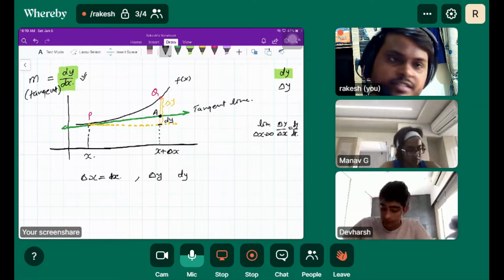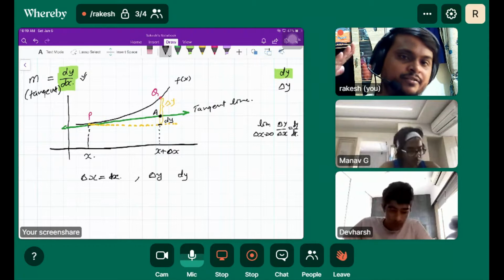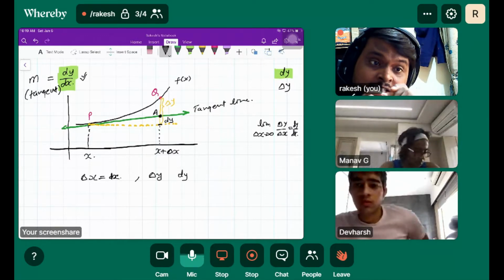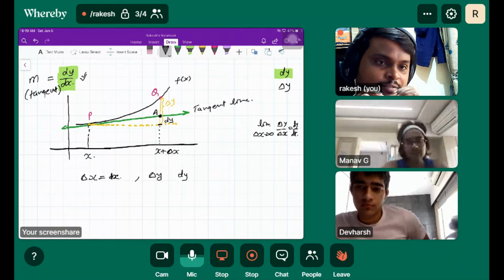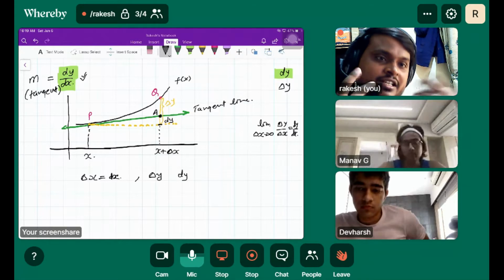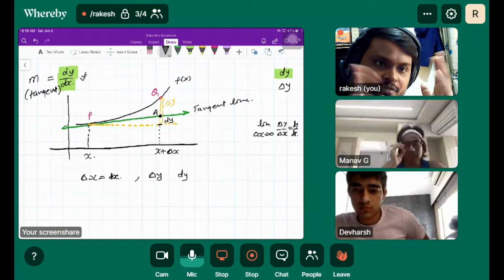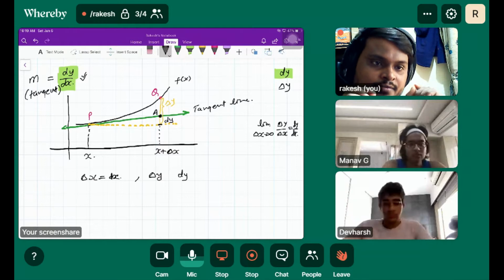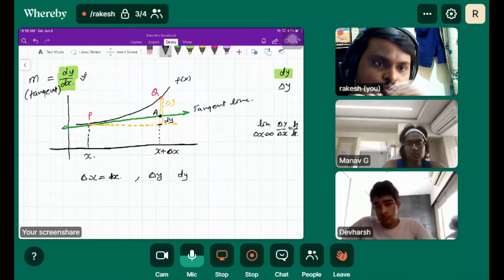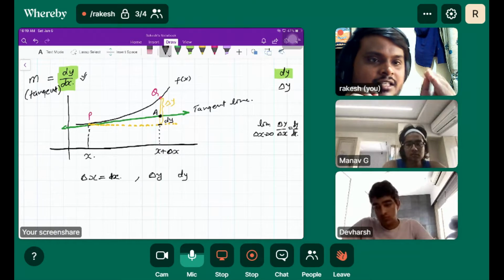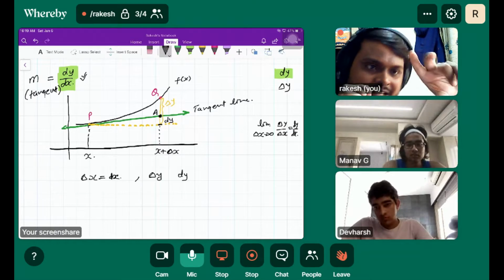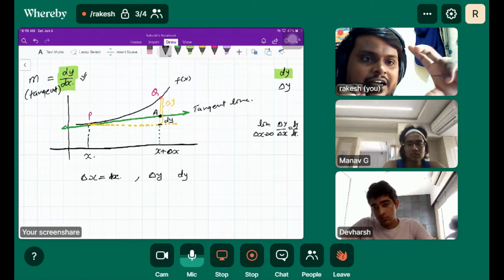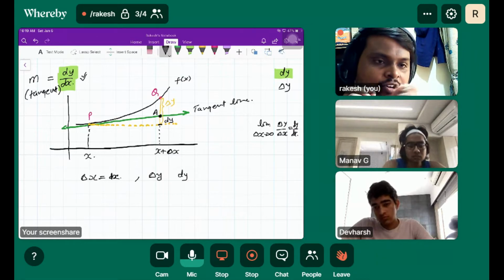No, they are not the same. What we say dy by dx is the slope of the curve at that point. We don't normally say the slope of the tangent line, right? What does dy by dx represent? It represents the slope of the curve. Slope of the curve means rise upon run, so rise is delta y, run is delta x. So delta y upon delta x is supposed to be the slope of the curve.